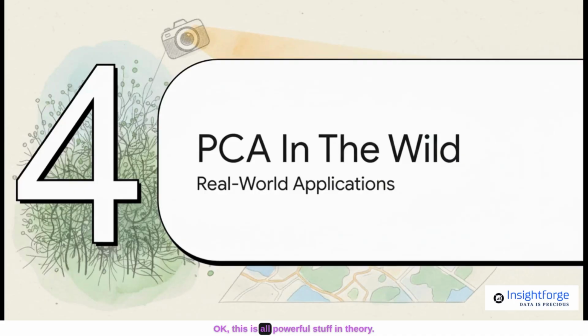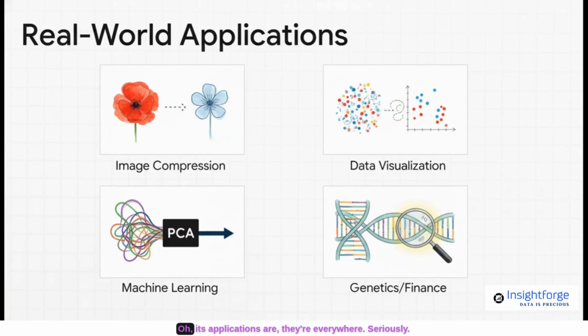Okay, this is all powerful stuff in theory, but where do we actually see this in the real world? Let's go take a look at PCA out in the wild. Its applications, they're everywhere, seriously. It's the secret sauce behind image compression. You know, how you can shrink these huge photo files down without really losing quality? It's how we can visualize ridiculously complex data by squashing it down onto a 2D chart where suddenly we can actually see clusters and patterns.